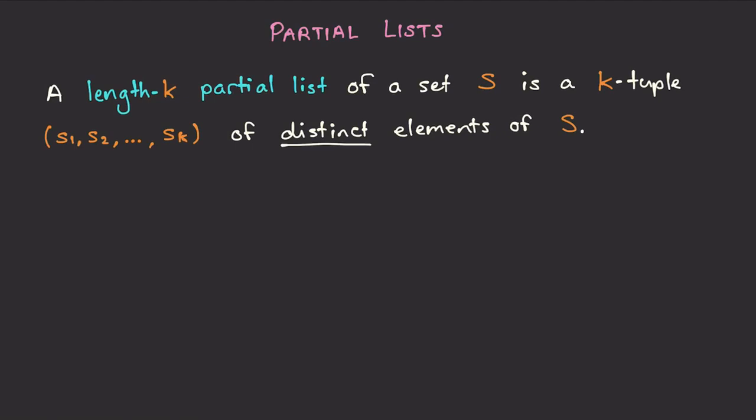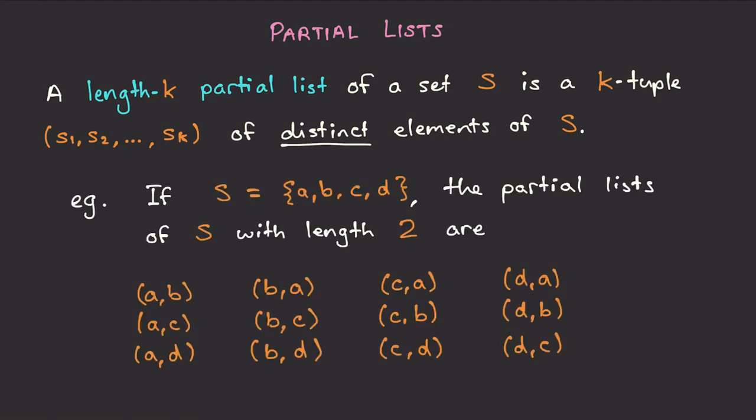For example, if S is the 4-element set {A, B, C, D}, then the partial lists of S with length 2 are shown below. There are 12 of them: AB, AC, AD, and so on. Note that AB and BA contain the same elements, but because they're in a different order, they're different partial lists.